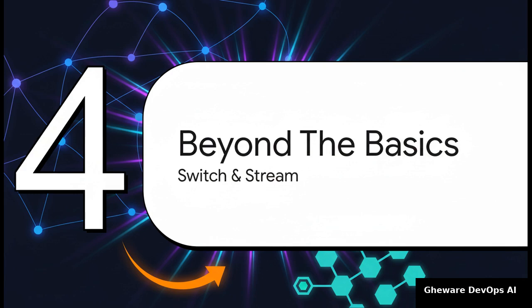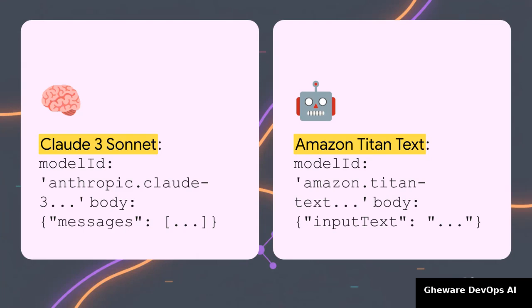But for now, let's see just how flexible this thing is. So what if you want to use Amazon's Titan model instead of Claude? You literally change 2 things: the model ID, obviously, and the structure of the body. See how Titan just wants a simple input text key instead of that whole messages array from Claude? That's the power and the main trade-off of the Bedrock API. One client can talk to tons of models. You just have to know the right body format for each.